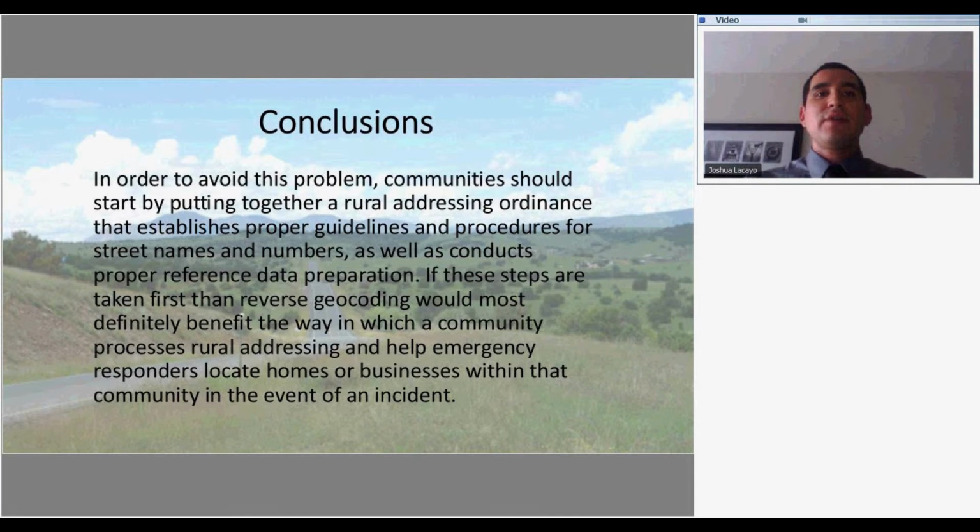In order to avoid problems with reverse geocoding, communities would be wise to assemble a rural addressing ordinance that establishes proper guidelines and procedures for street names and numbers, as well as conducts proper reference data preparation. If such steps are taken, then reverse geocoding will most definitely benefit the way a rural community assigns addresses and helps their local emergency responders find homes or businesses that are experiencing an emergency.